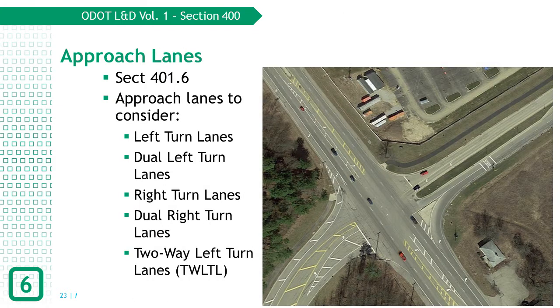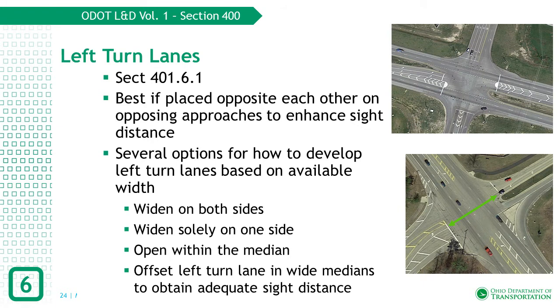Section 401.6 discusses the options for approach lanes at intersections. These include left turn lanes, dual left turn lanes, right turn lanes, dual right turn lanes, and two-way left turn lanes. Let's begin with left turn lanes. Sight distance is important for drivers to identify acceptable gaps in opposing traffic when executing a left turn maneuver. Opposing left turn lanes should typically be aligned directly across from one another.